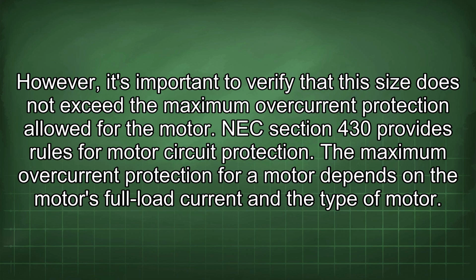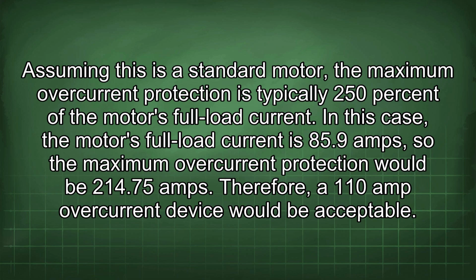NEC section 430 provides rules for motor circuit protection. The maximum overcurrent protection for a motor depends on the motor's full load current and the type of motor. Assuming this is a standard motor, the maximum overcurrent protection is typically 250% of the motor's full load current. In this case, the motor's full load current is 85.9 amps, so the maximum overcurrent protection would be 214.75 amps. Therefore, a 110 amp overcurrent device would be acceptable.